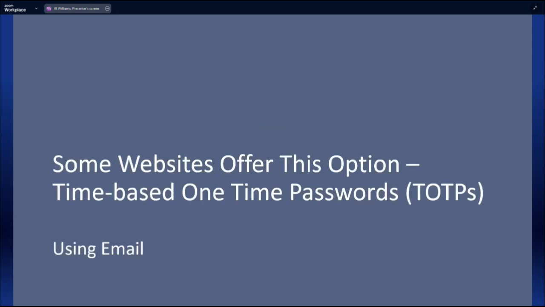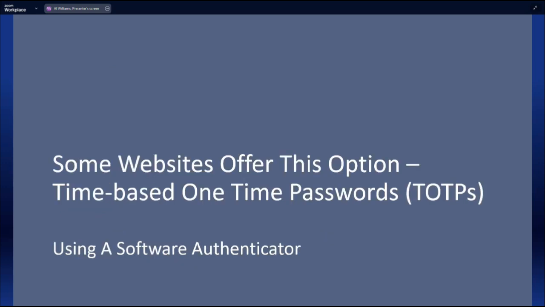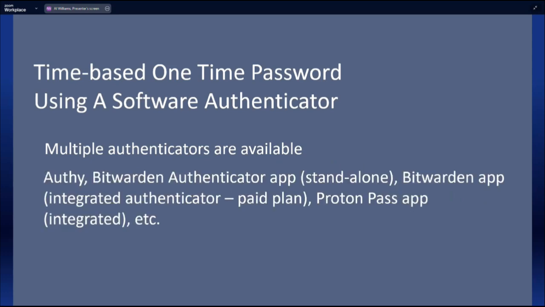Some websites offer TOTPs by email. Not a good idea, because scammers are so successful with phishing attacks. They can pretend that they are the ones sending you the TOTP. So what you want to do is select a different option unless this is the only option you can use. And then some websites will work with a software authenticator. Multiple authenticators are available. There's Authy, the Bitwarden Authenticator app, which is a standalone app. Bitwarden itself has an integrated authenticator if you have the paid plan. And then Proton Pass has an integrated authenticator. These are the ones I think would be the best to consider if you're looking at software authenticators.